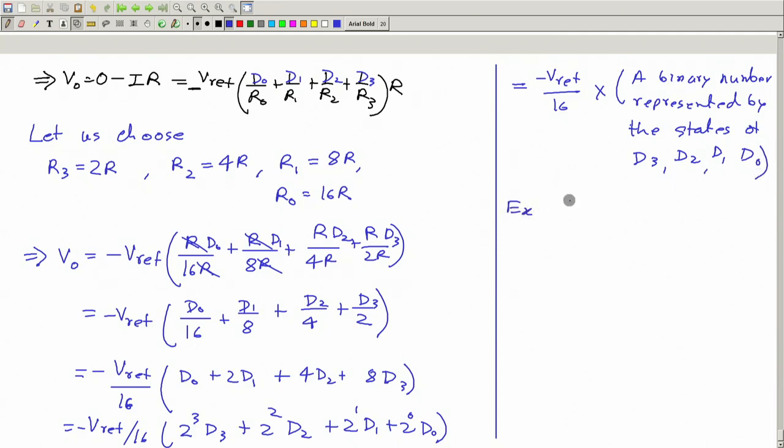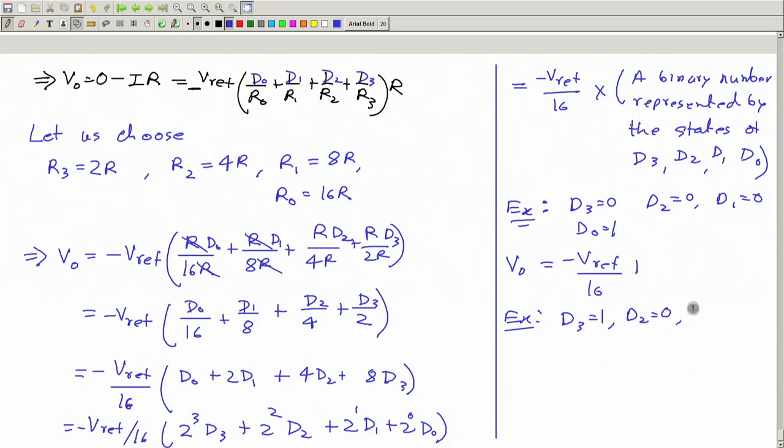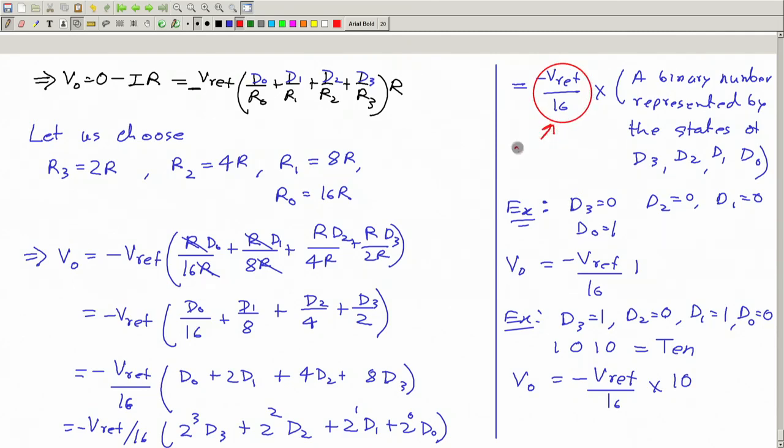For example, if we choose D3 equal to 0, D2 equal to 0, D1 equal to 0 and only D0 is equal to 1, then V output will be minus V ref by 16 into 1. Similarly, you can take another example. Let me take D3 equal to 1, D2 equal to 0, D1 equal to 1 and D0 equal to 0. Now, this number 1 0 1 0 is decimal 10. So, therefore, V output will be minus V ref by 16 into 10. And this term over here, you can call the resolution of the DAC. So, this is how it works.